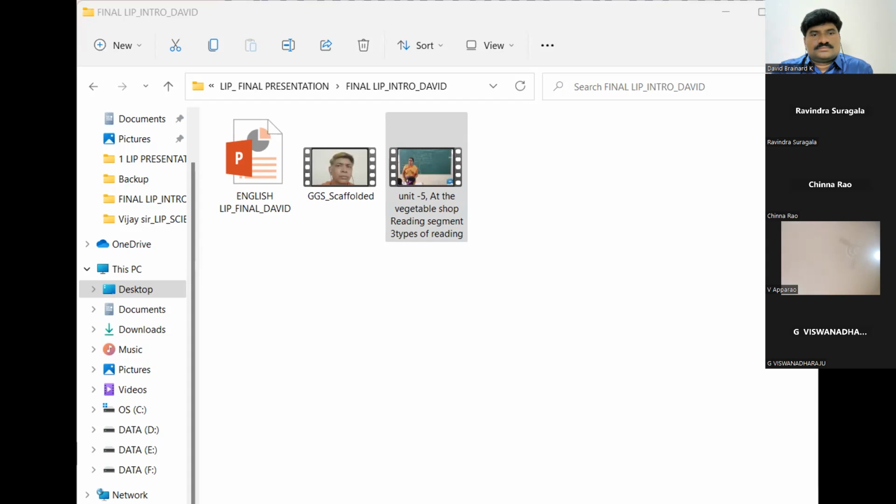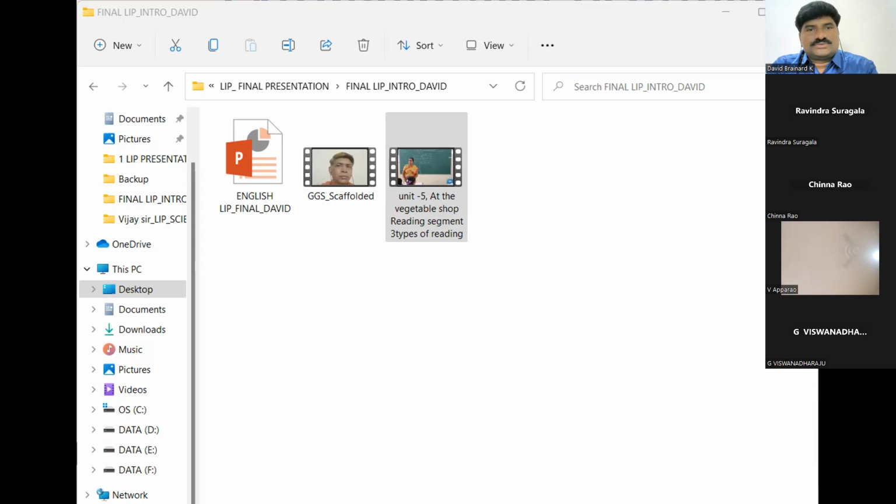When you are doing individual reading, you have to remember three things. First of all, whatever words you are able to read, you have to underline those words. Whatever words you are unable to read, you have to keep a question mark at the top of the word. Whatever words you like the most, you have to keep a star mark at the top of the word. Whatever words you are able to read, you underline. Whatever words you are unable to read, you keep a question mark. Whatever words you like the most, you keep a star.